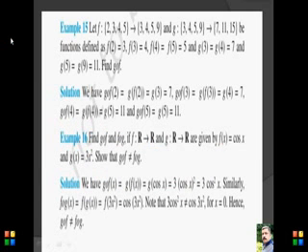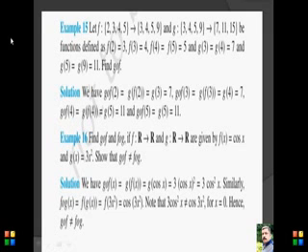Next, for example, let f: {2, 3, 4, 5} to {3, 4, 5, 9} and g: {3, 4, 5, 9} to {7, 11, 15} be the functions defined as f(2) = 3, f(3) = 4, f(4) = 5, and f(5) = 5, and g(3) = g(4) = 7, and g(5) = g(9) = 11. Find g∘f.